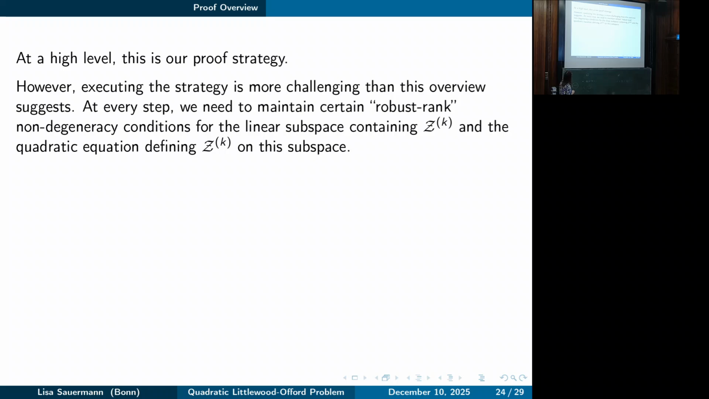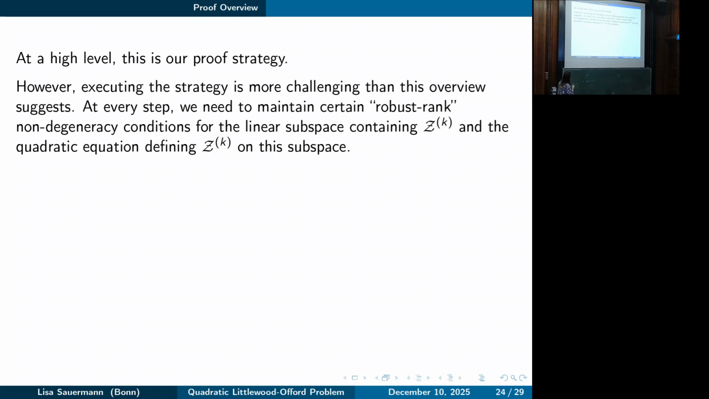However, as you might be imagining, executing the strategy is actually rather complicated. And that's not so much because of keeping track of all the terms. That's a bit technical, so it looks ugly, so I didn't want to do out the terms, but following what terms should happen there is actually not the hard part. The hard part is to maintain the non-degeneracy conditions. So at every step, you need to maintain certain robust rank non-degeneracy conditions for this linear subspace, in order to get the proper probability bounds for this Littlewood-Offord systems version of Halász. To apply that, you need these non-degeneracy conditions.